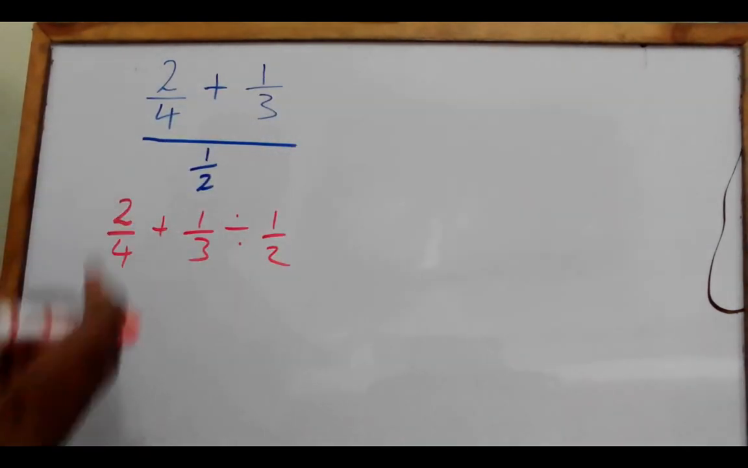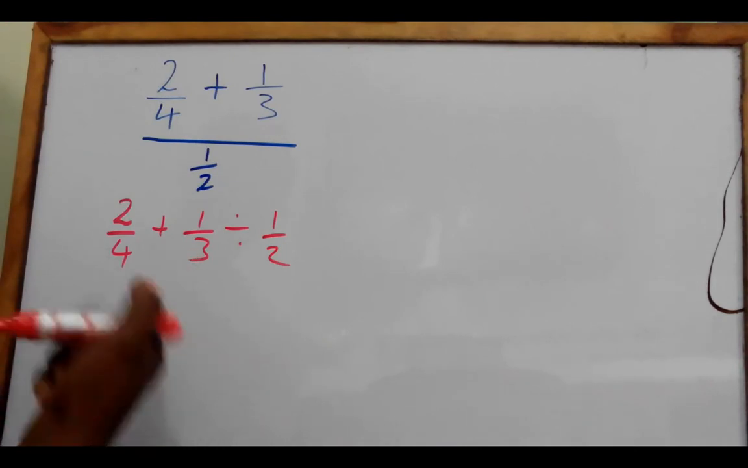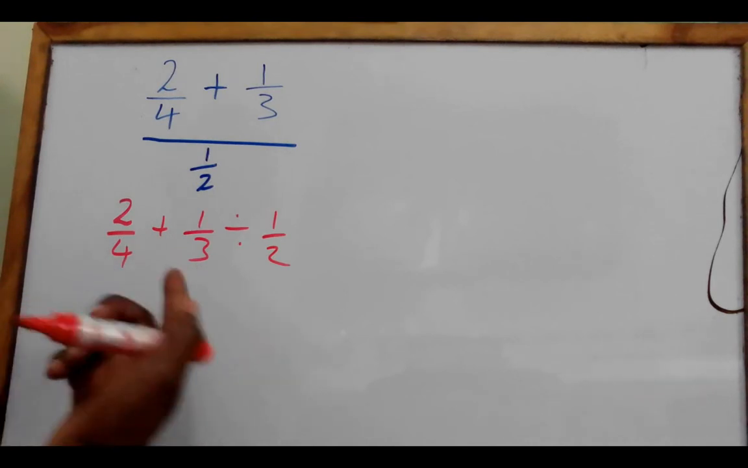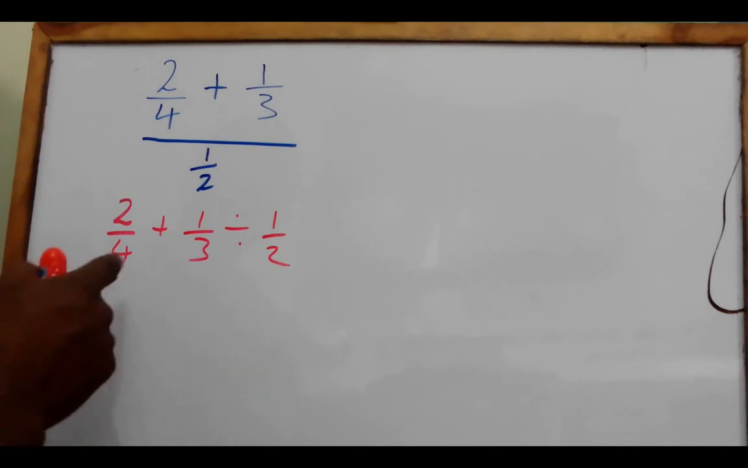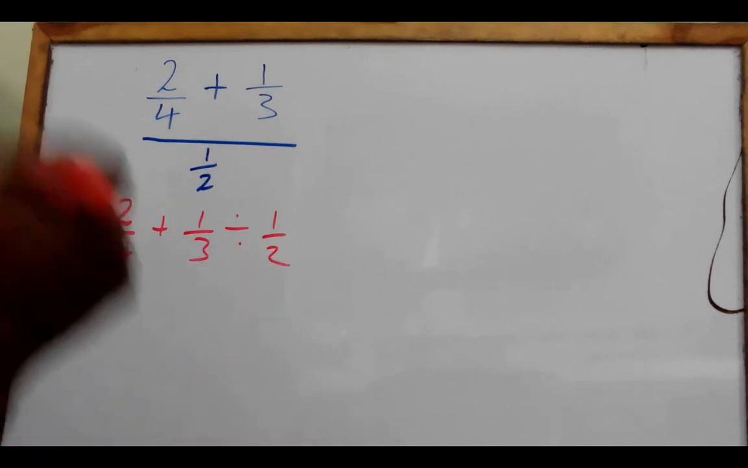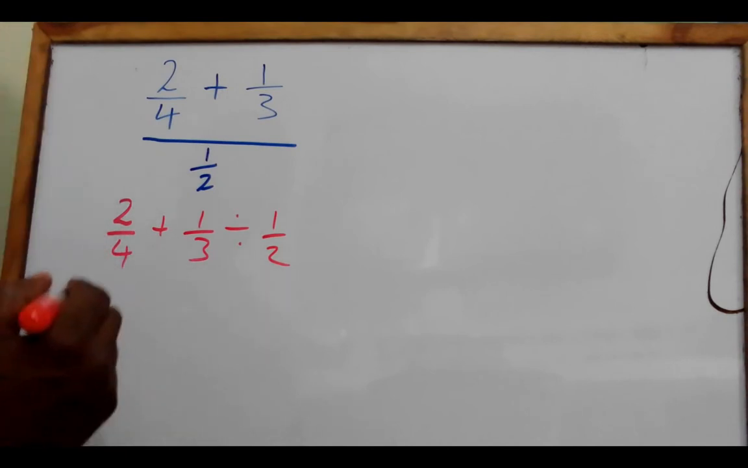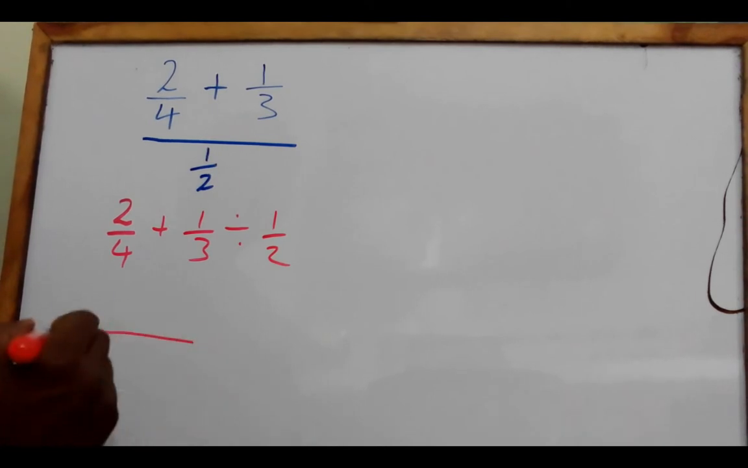Now, I am going to work out this part first, which is the top part. So, first I need to find the LCM for 4 and 3, the denominators. Sometimes you can multiply both denominators to get the LCM. In this case, I can do so. So, 4 times 3 is 12. So, I know that 12 is the LCM for 3 and 4. So I'm going to draw a line and write 12.